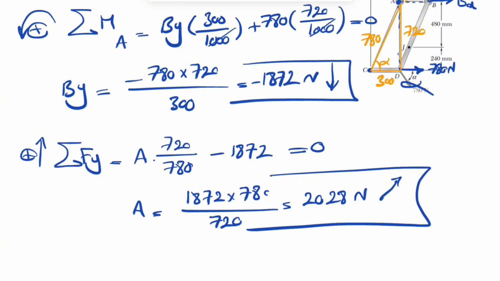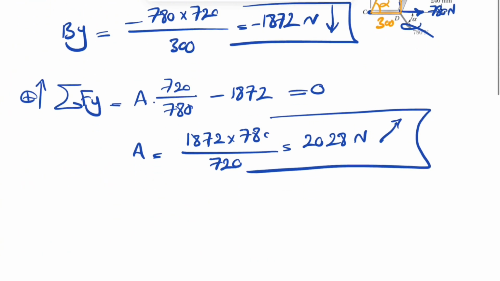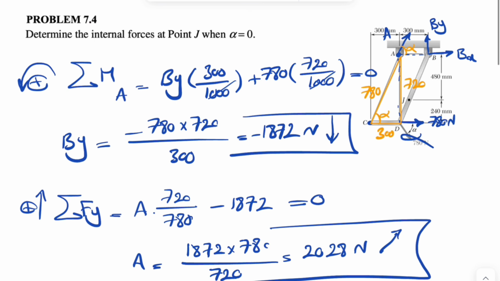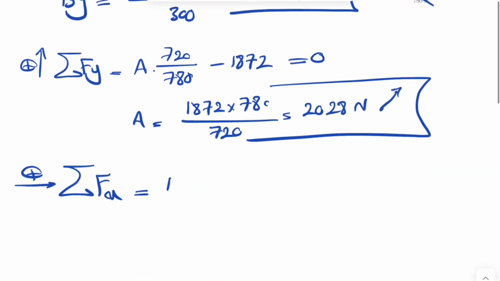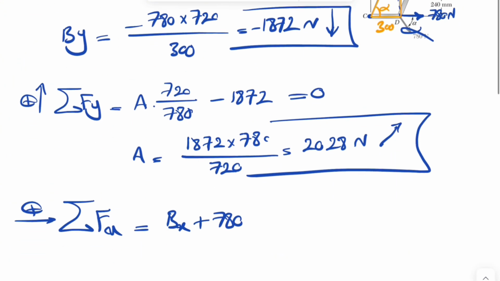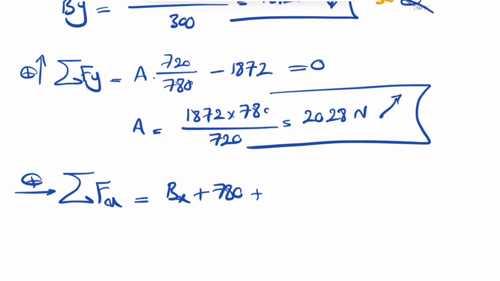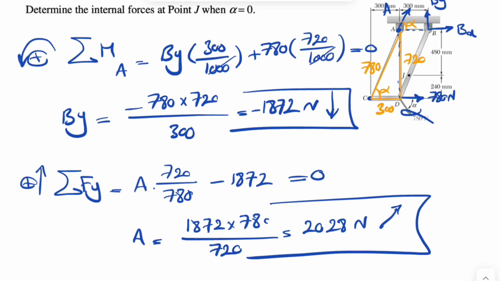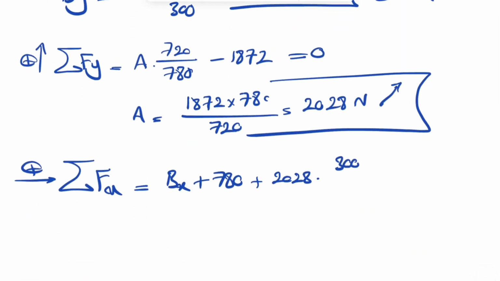And we have one more, and that would be our Bx. So if we do sum of all forces in x, this will be our positive x direction. We basically have Bx plus 780, plus we also have the x component of A, which is to the right too, so 2028, and we have cosine of alpha in order to get the x component. Cosine of alpha would be the adjacent over hypotenuse. This will be equal to 0.